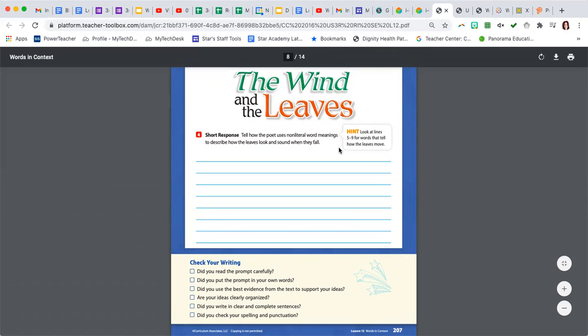Here's a little hint for you. Look at lines 5 through 9 for words that tell how the leaves move. All right, friends, we're going to come back together for any last minute questions, and then we're going to get into our breakout groups and get to work.